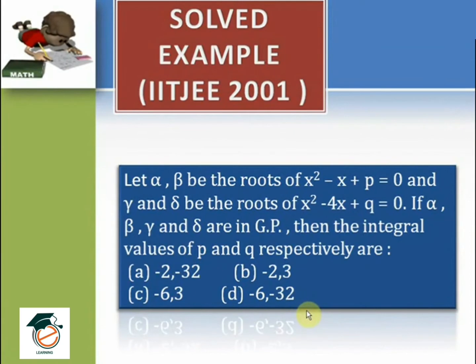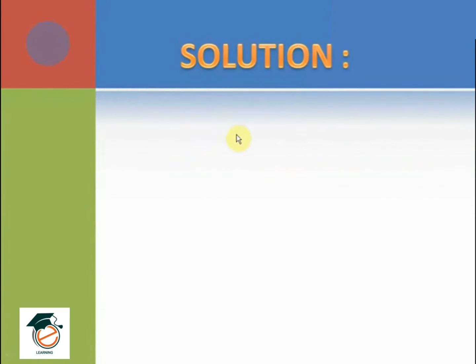So in this problem we have been given two quadratic equations: x square minus x plus p equal to 0, and alpha and beta are the roots of this equation. Also the second equation is x square minus 4x plus q equal to 0, and gamma and delta are the roots of this equation. Also given to us is that alpha, beta, gamma and delta are in GP, and we have to find out the integral values of p and q, and we have been given the four options. So let's try to solve this problem.